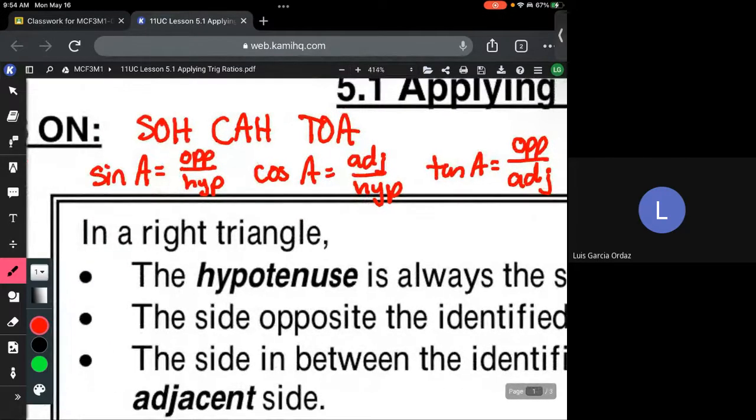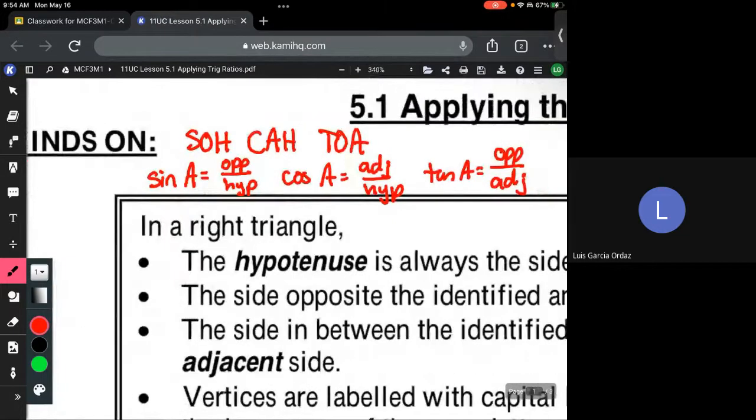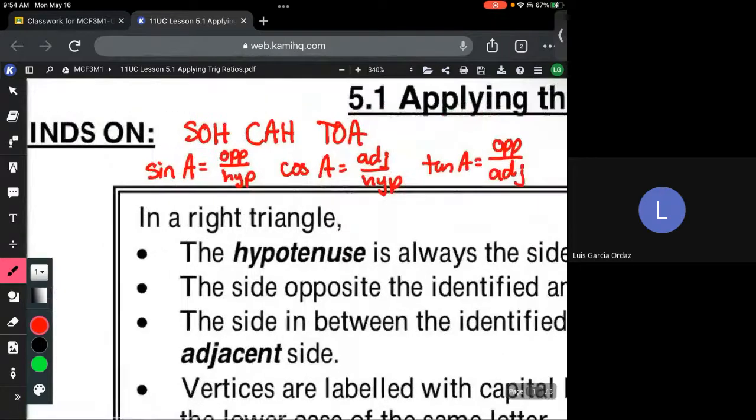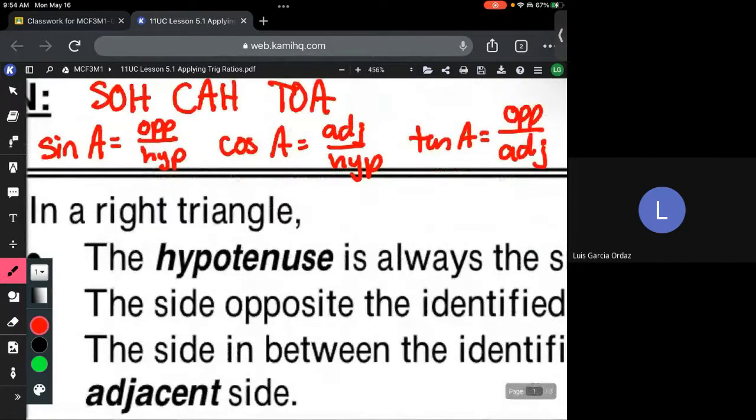So like I said, my hypotenuse is always the longest side of the triangle. So when we have a right angle triangle, what's the longest side? The slanted side. It's always the hypotenuse. The longest side is the hypotenuse? Yeah, it's always the hypotenuse.